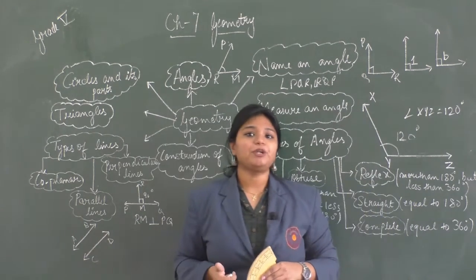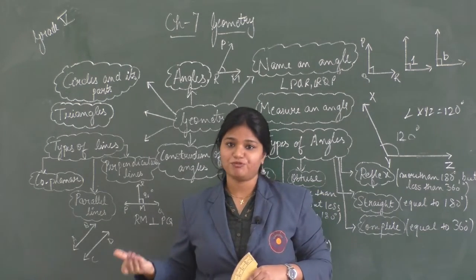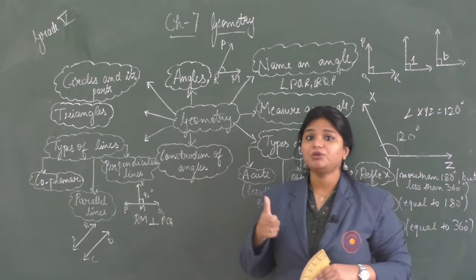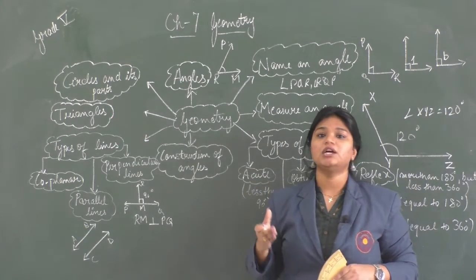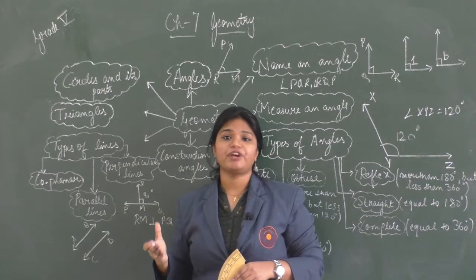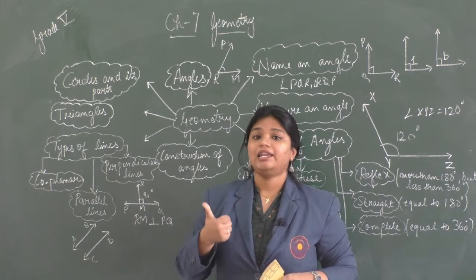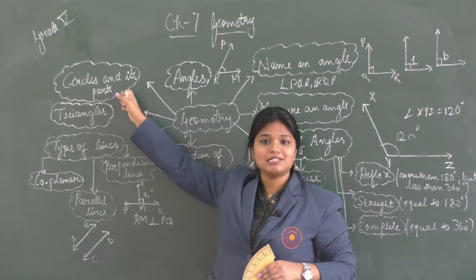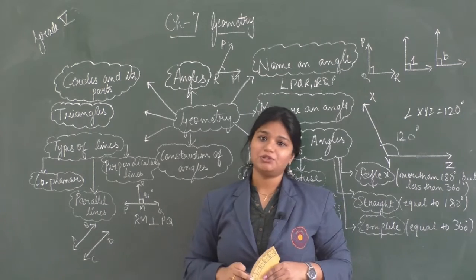The next topic that we learned was about polygons, and under that we learned about different types of polygons. We learned about the polygon triangles in detail, and under that we learned how triangles are classified on the basis of their sides and on the basis of the angles. And last we learned about circles and its parts. So let's look into the topic of triangles in detail.